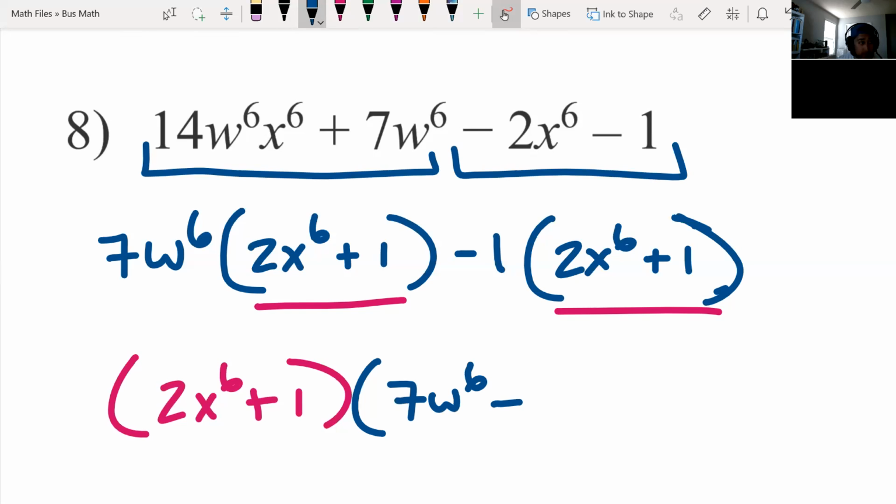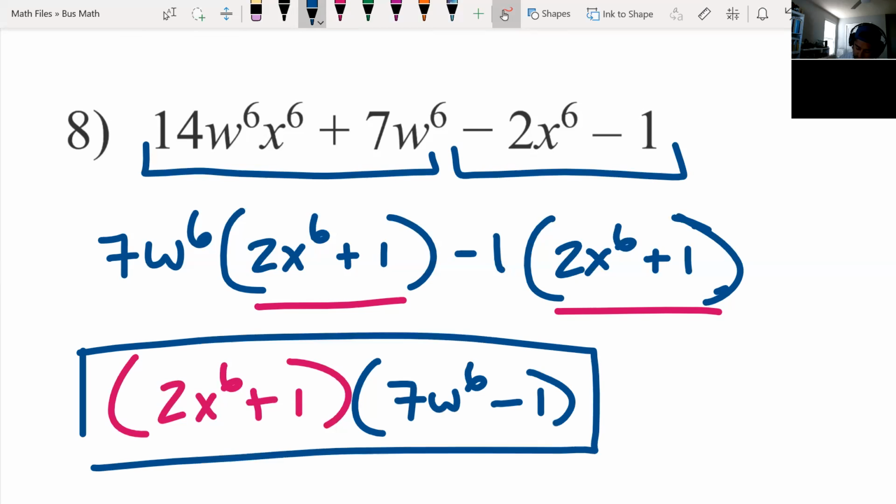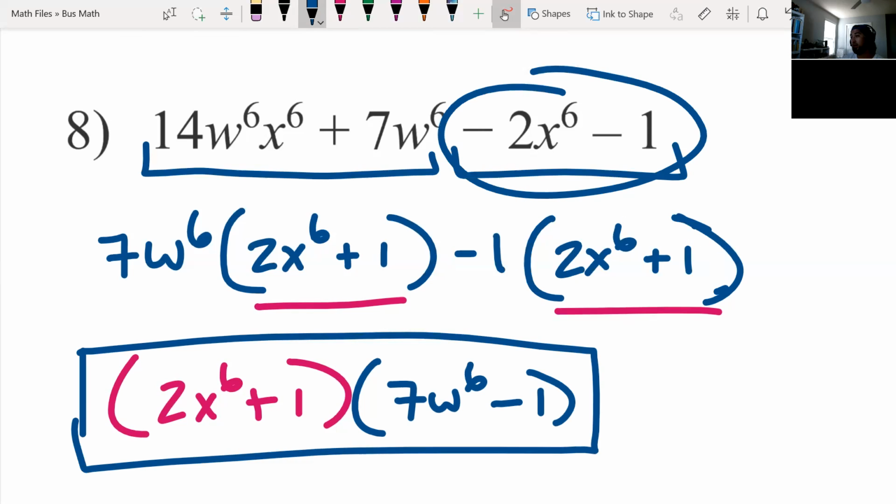Good. 7w to the 6 minus 1. Is it just easier to do the negative? I'm so confused why you switched it. For this part, the reason I took out the negative is so I can make everything in here positive, because everything above was already negative.